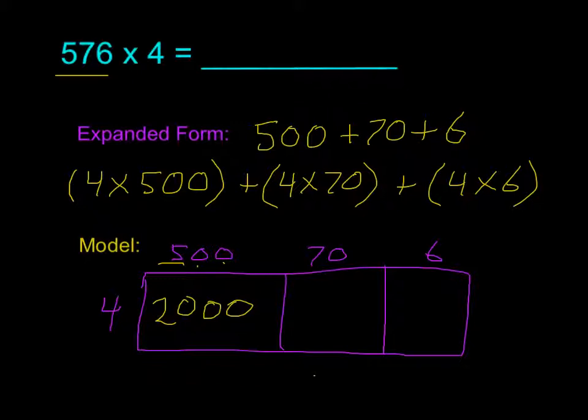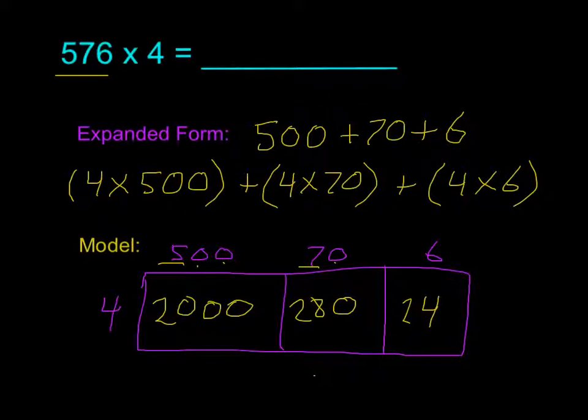And then I do the same thing with the 70, as I can look at just the first digit. 7 times 4 is 28. I have 1 zero there, so I'm going to put 1 zero there. Gets us 4 times 70 is 280. And then 4 times 6 is 24. So that gives us our 24.